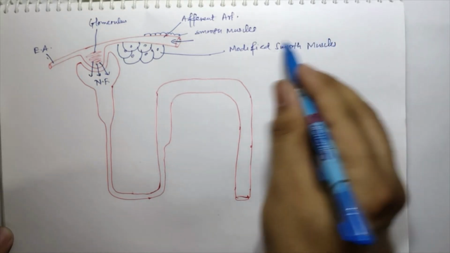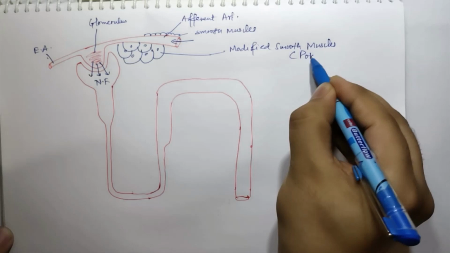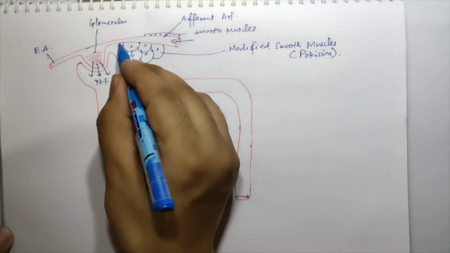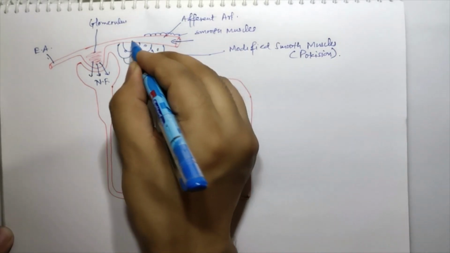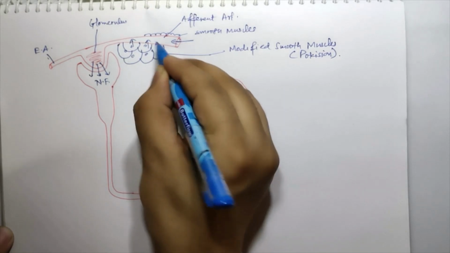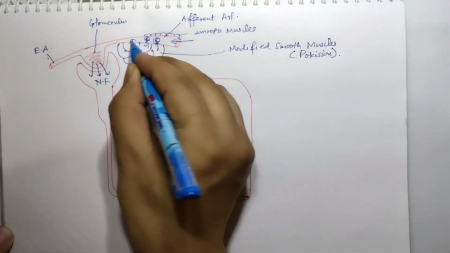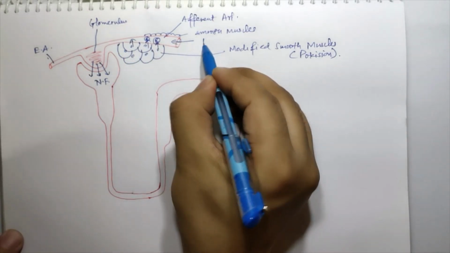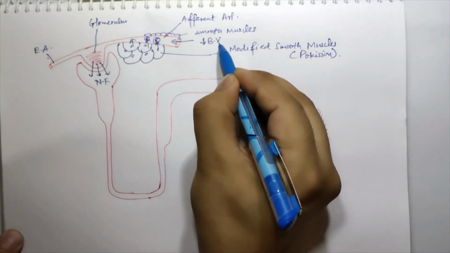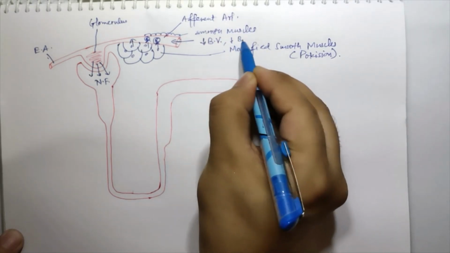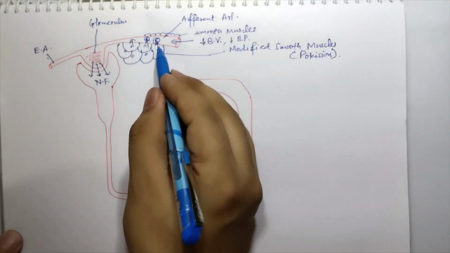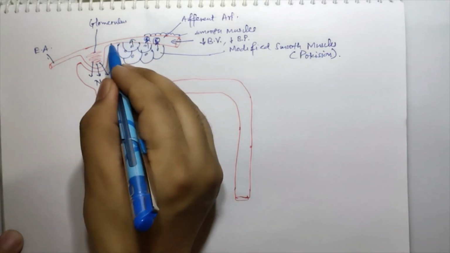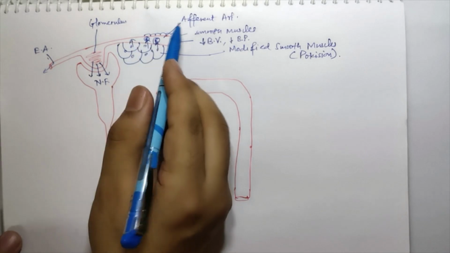These modified smooth muscles are also called juxtaglomerular cells, and they are supposed to release renin into the bloodstream. Actually, when there is low blood volume or low blood pressure, these are stimulated to release this renin from the modified smooth muscle into the bloodstream, and subsequently it is carried onward.